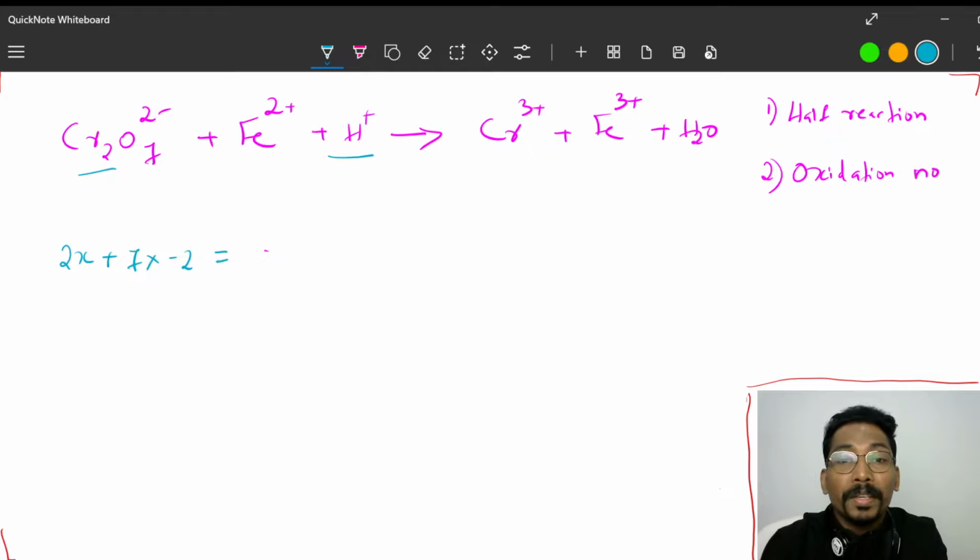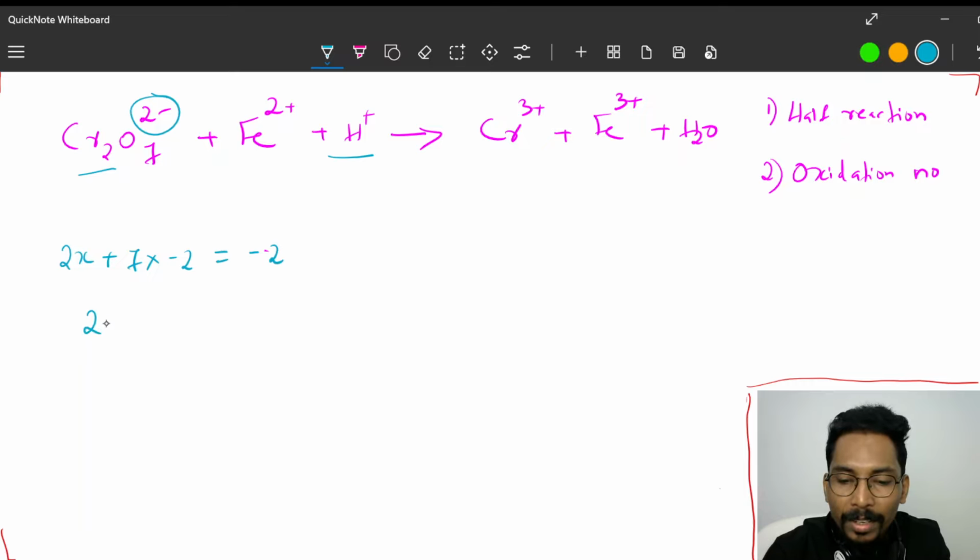Equal to, here you have to equate with this particular charge. That's very important. Not with 0, because this is not neutral. This is having a charge. This is the ion. Which ion? This is the dichromate ion. Cr2O7 2 minus means that is the dichromate ion. So equal to minus 2. From this you can solve the value of X.